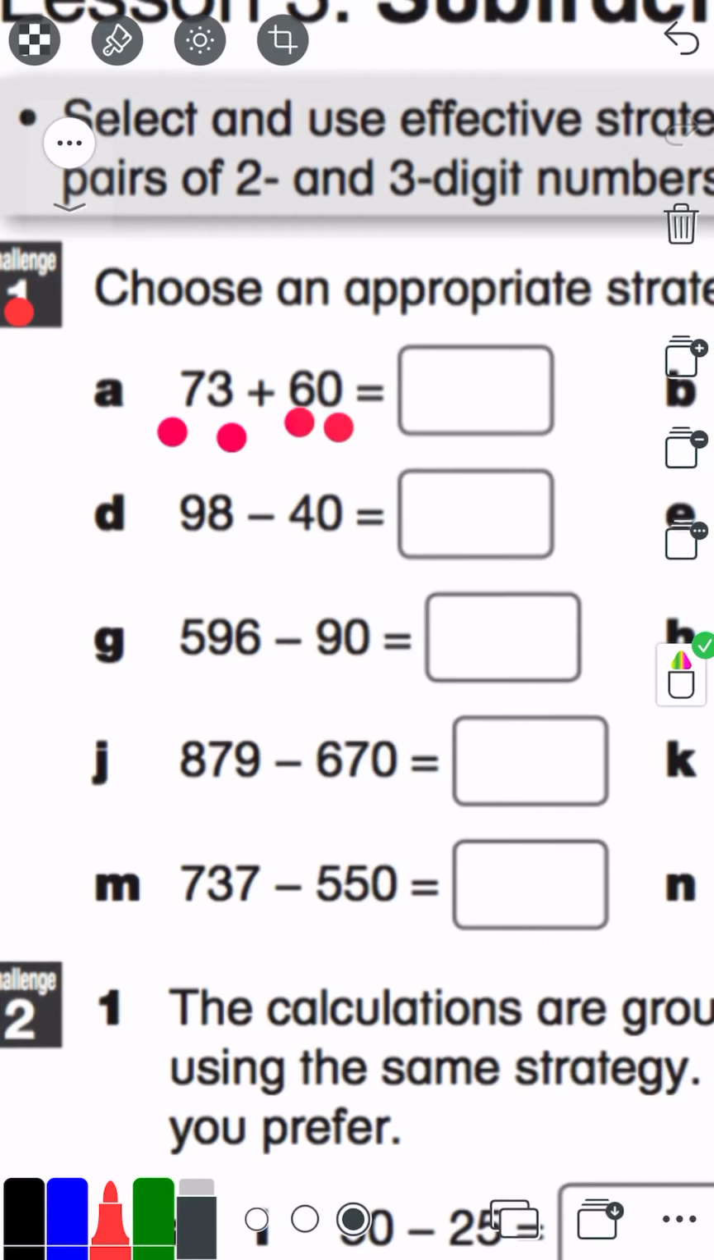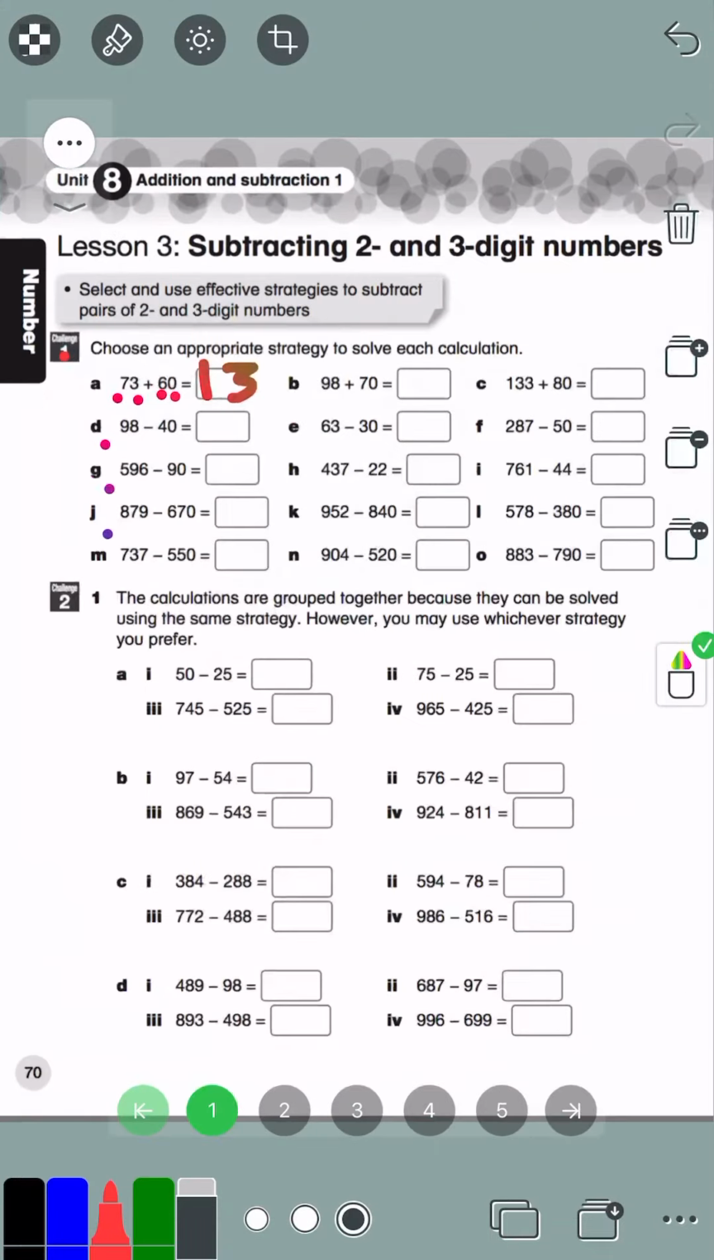3 minus 0 equals 3. 7 minus 6 equals 1. Here, direct subtraction. Here again, direct subtraction. Here we can subtract directly. Here we can subtract directly. So each time in the first challenge, we can subtract.